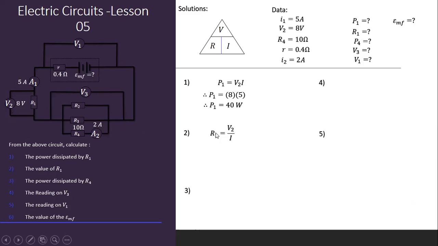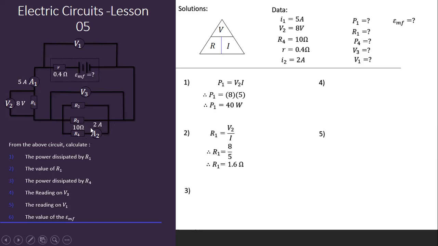And we have V2. It's given to us that V2 is 8 volts and I is 5 amps, as we can read it from here. And there, we plug that into our calculator, we get that R1 is 1.6 ohms. Okay. And then when we calculate the power dissipated by R4, now what do we have here for R4?